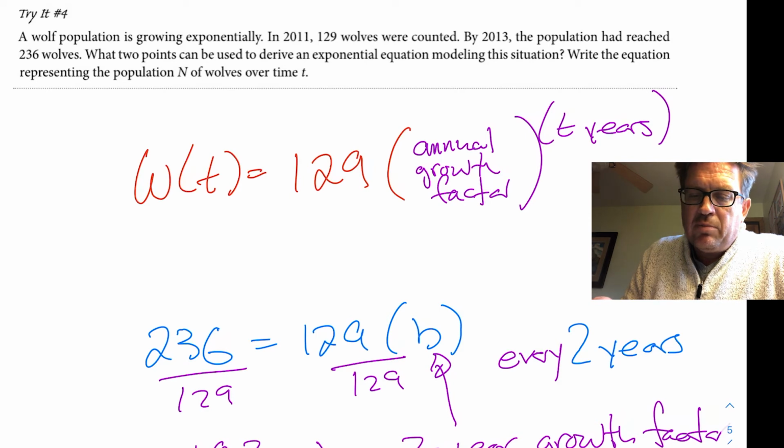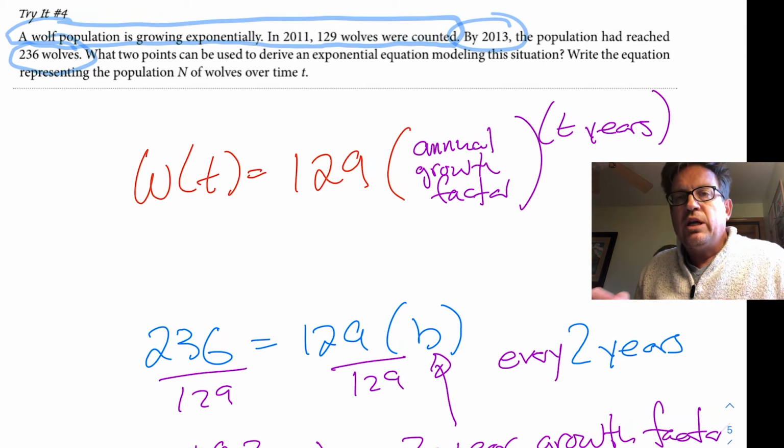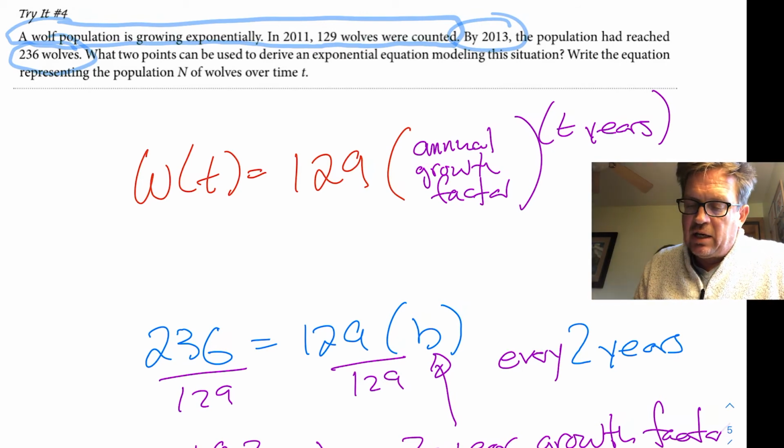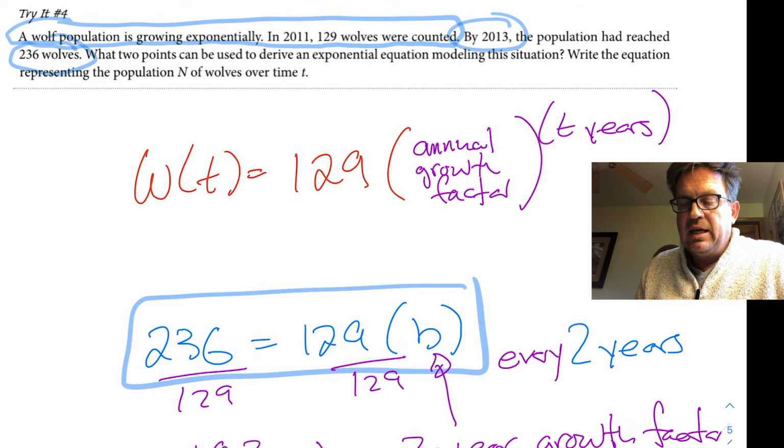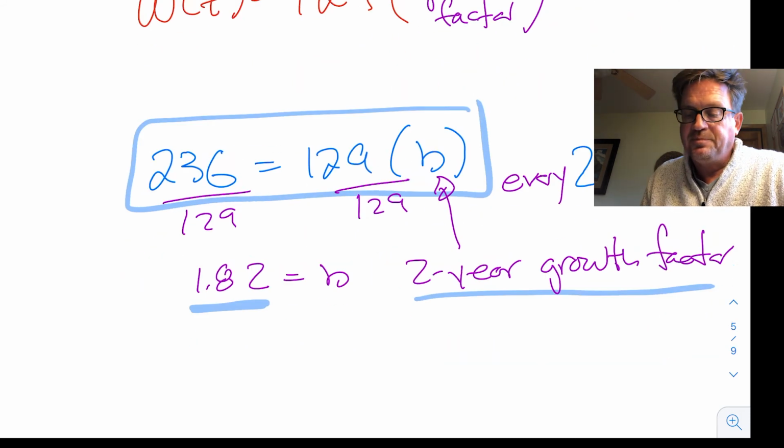So in the book, the triad problem says a population of wolves is growing exponentially, and in 2011 there were 129. By 2013, there were 236. So it's growing at a rate that goes from 129 to 236 every 2 years. So what did it multiply by to go from 129 to 236? It multiplied by 1.82. And so the idea is in an exponential growth, the population will multiply by 1.82 every 2 years. That's the 2-year growth factor.